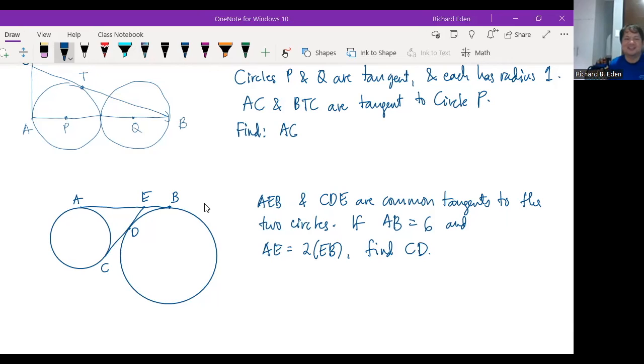Alright, mental computation. AB equals 6 and then AE equals 2EB. So therefore, AB is equal to 3EB. And similarly, ED is equal to EB itself. Find CD. AE is equal to EC. So EC is equal to 2EB, and ED is equal to EB. So therefore CD is equal to BE.